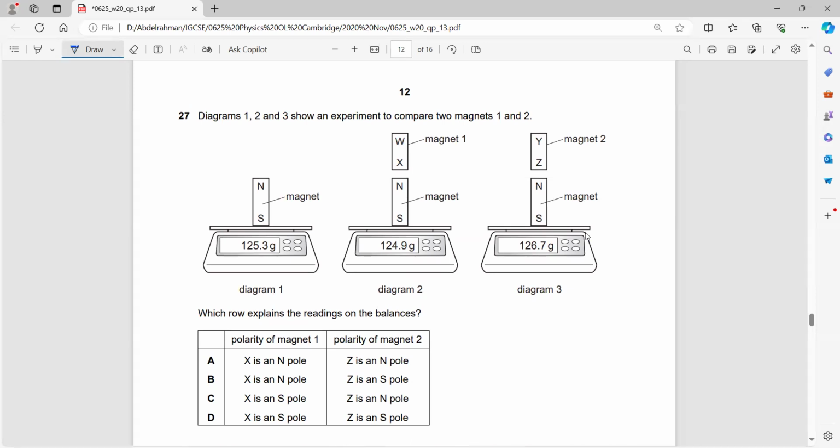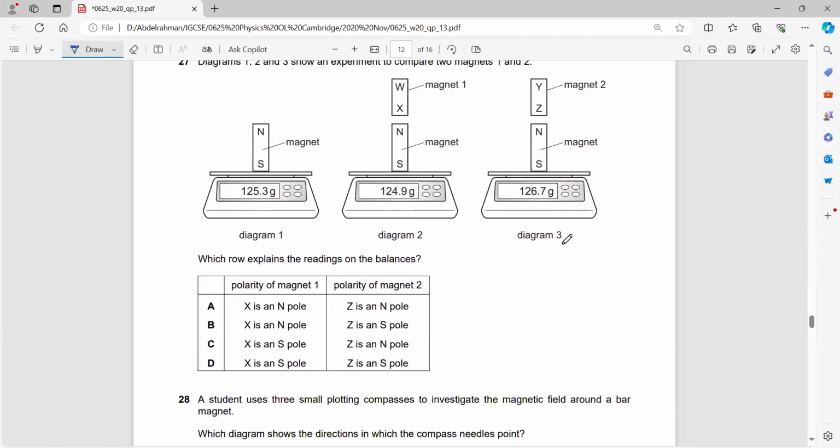Diagram 2 is 124.9, which is slightly less. Diagram 3 is 126, which is slightly greater. Polarity of 1 and polarity of 2. X has to be a South Pole.